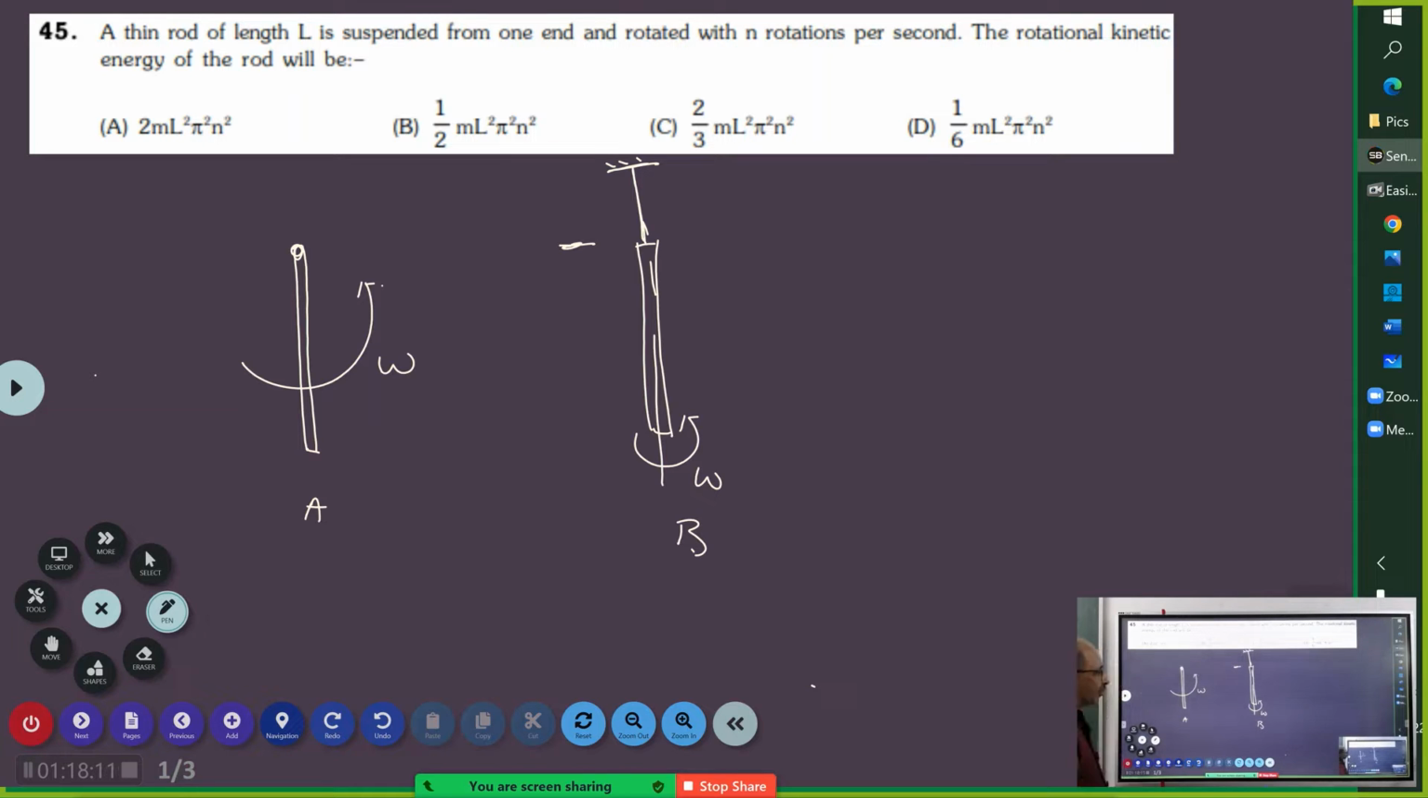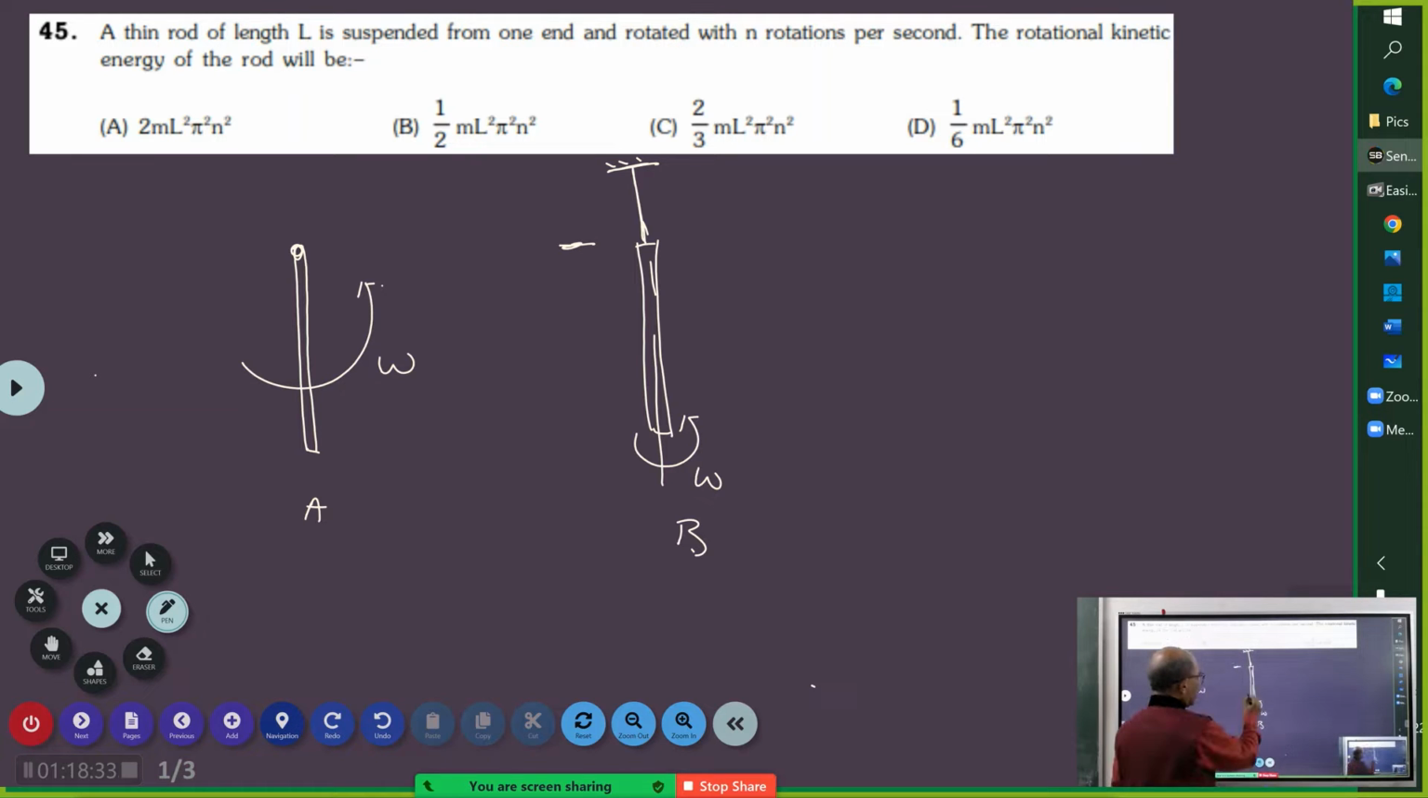So for B, say moment of inertia is 0, so angular momentum is 0. What did he say? So moment of inertia in case of B is 0, along that axis. If you take one rod like this and it is rotating, then the moment of inertia is 0.